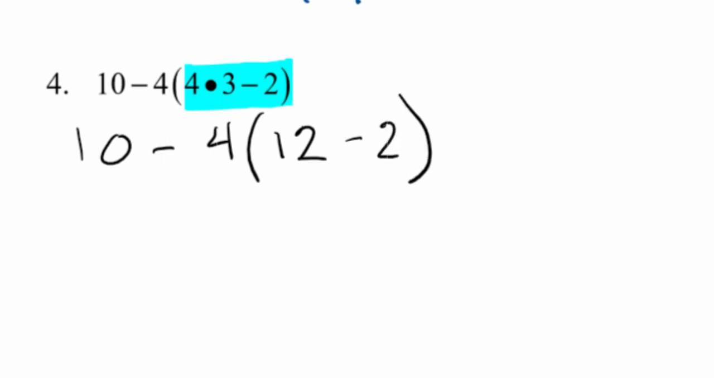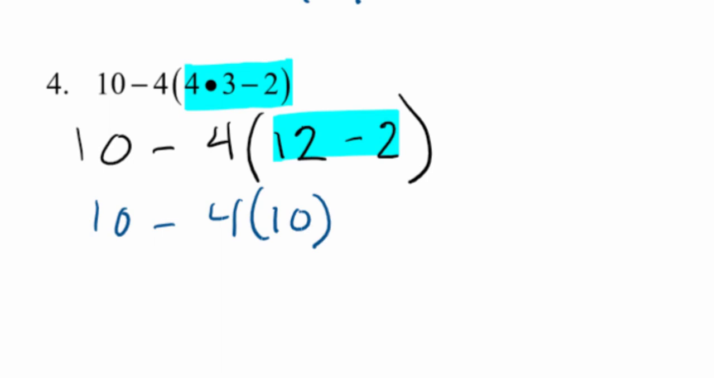Now, we still have some simplifying that we can do inside this parentheses. So the subtraction in the parentheses goes next. Okay, so I'm going to replace the 12 minus 2 with a 10. Okay, so now do you see both a subtraction and a multiplication? Yes, and the multiplication is going to happen first, right?